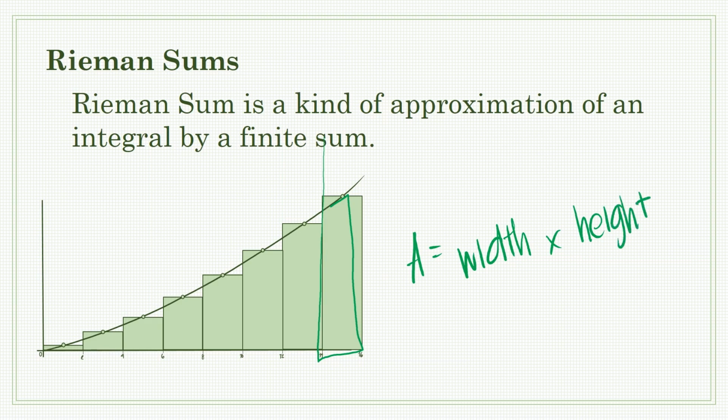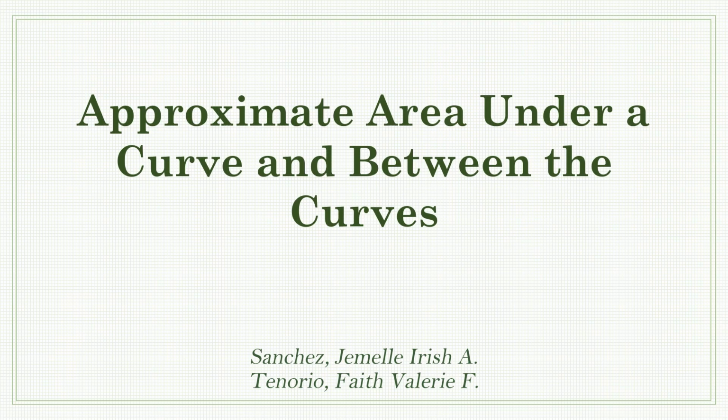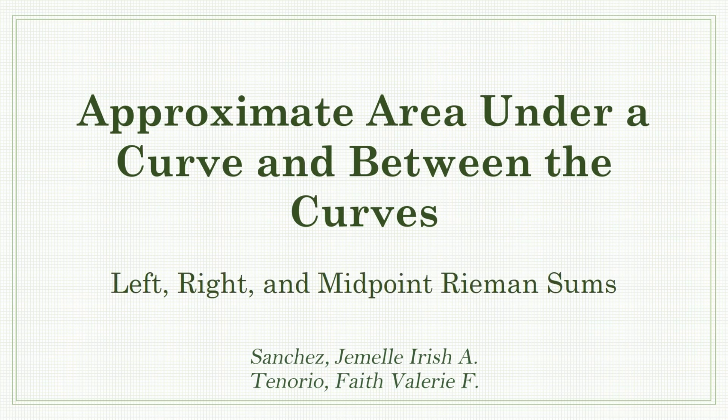So, in this lesson, we will be discussing how to find the approximate area under and area between the curves, where we will illustrate the left Riemann sum, right Riemann sum, and the midpoint Riemann sum. Let's refer to this example. With a given f of x equals 5x cubed, using 5 points to compute from left endpoints.